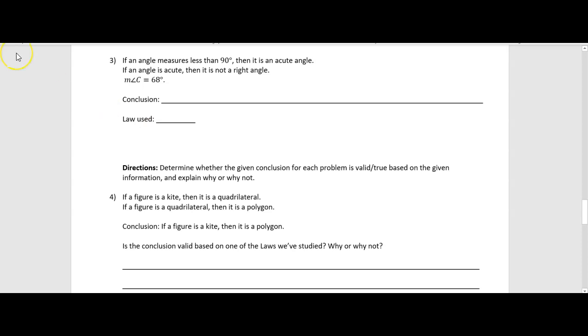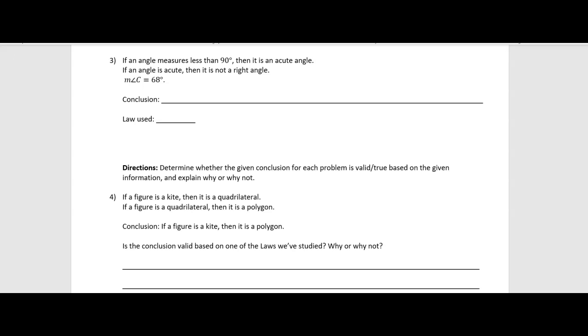It says, if an angle measures less than 90 degrees, then it is an acute angle. If an angle is acute, then it is not a right angle. And then it gives us a piece of information. So whenever you see two conditional statements, you want to be checking to see if we can use the law of syllogism, right? Because that's P implies Q and Q implies R, then P implies R. We have to make sure that these statements are true, though, before we just say that P implies R.